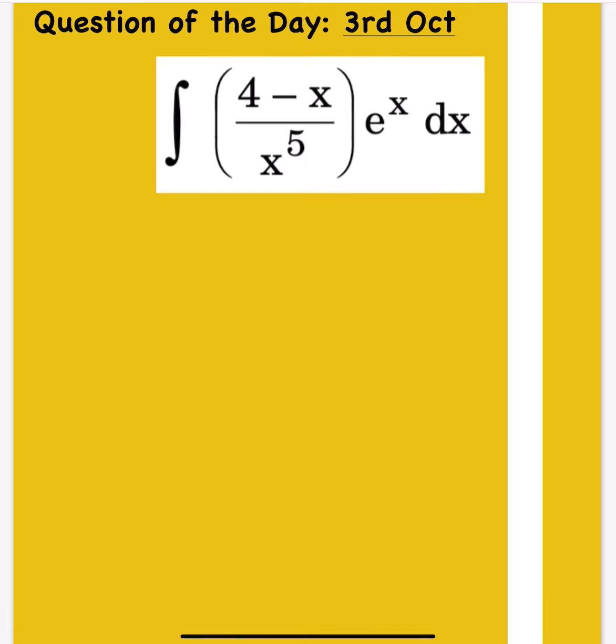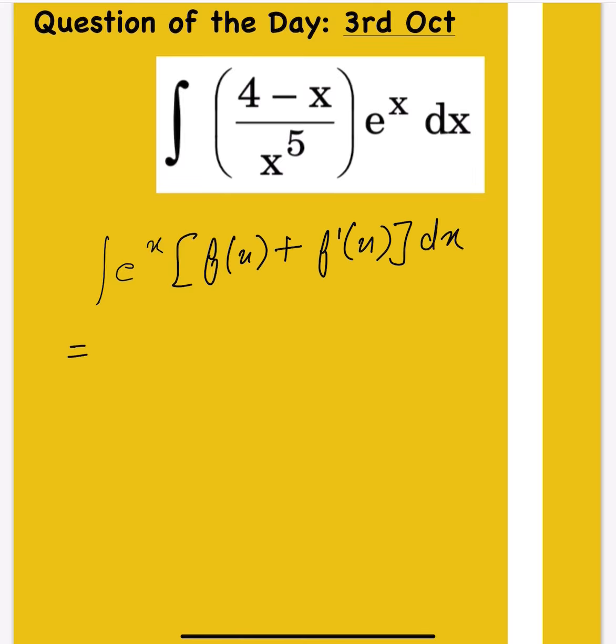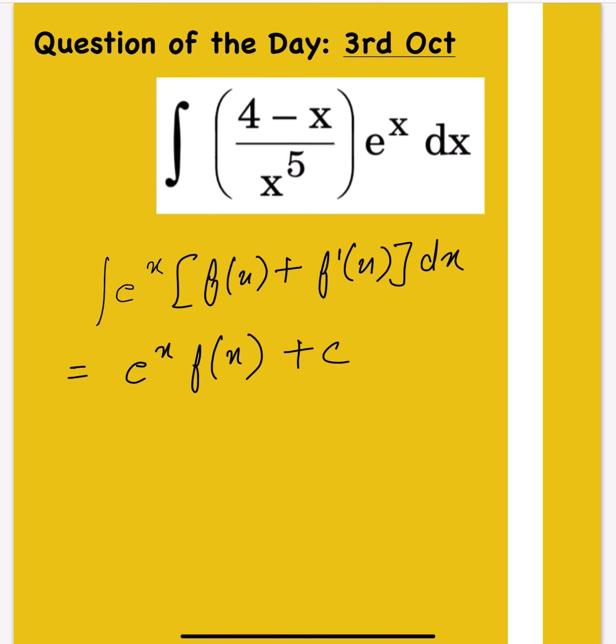But there's a special case in ILATE, right? The case is if you have the integral of e to the power x bracket f of x plus f dash x dx, then you don't have to apply by parts to these two separately. You can straight away write the answer as e to the power x f of x plus c. If you are aware of this form, then this is what you have to use because it's a 2 mark question. So do not go and take 5, 6 steps to solve it.